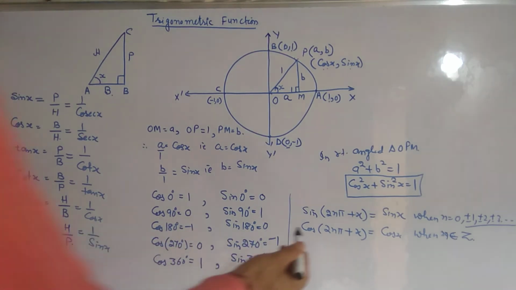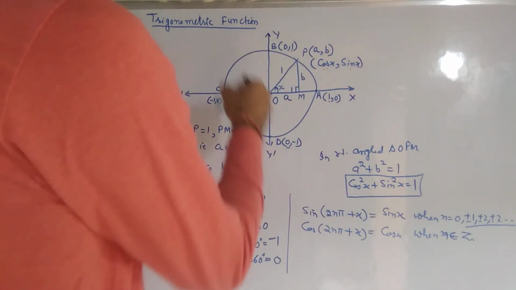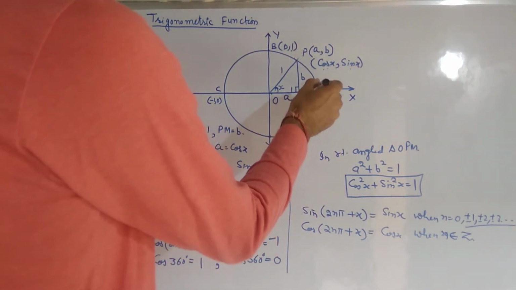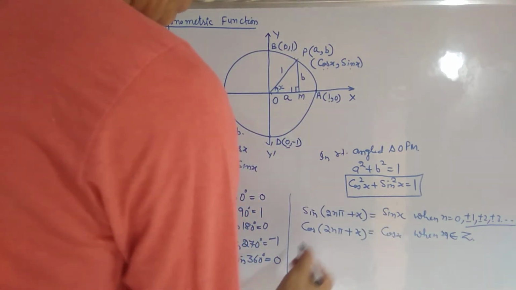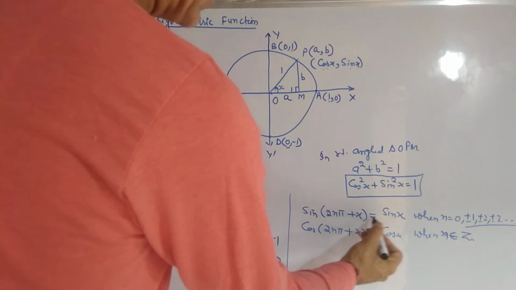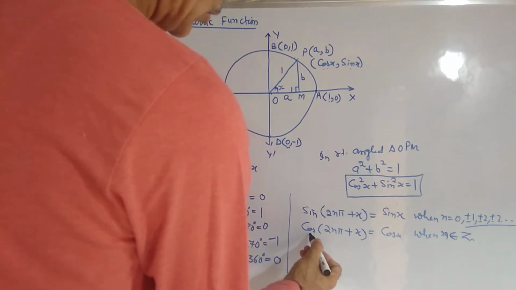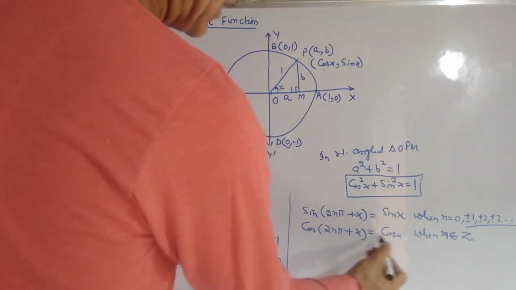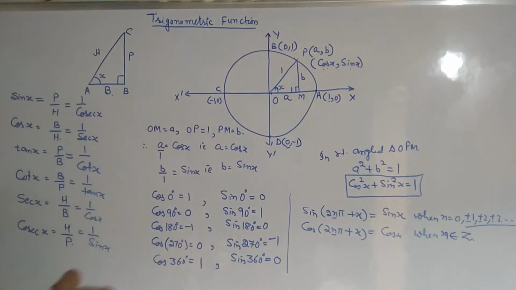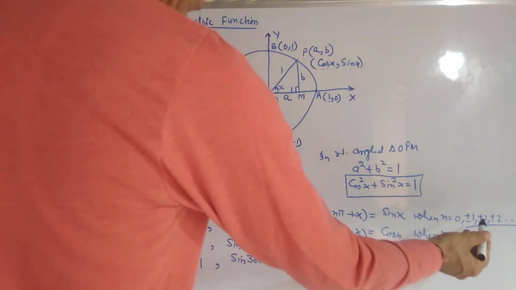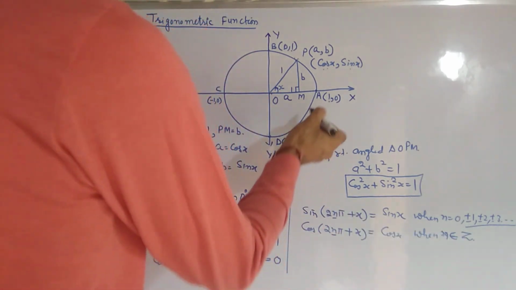So after a complete revolution, the values repeat. So sin(2nπ + x) is equal to sin x, and cos(2nπ + x) is equal to cos x, where n is some integer. n may be 0, ±1, ±2, ±3, and so on.